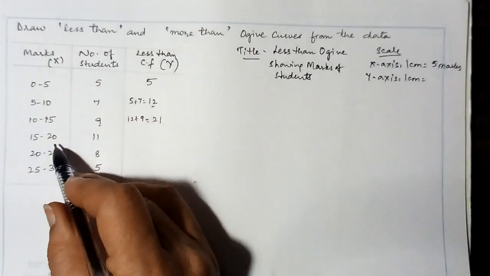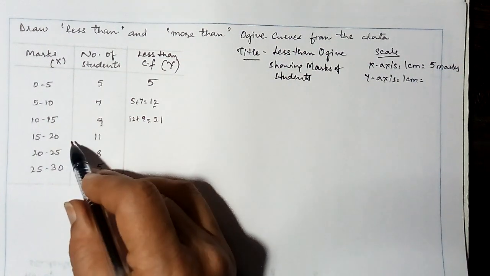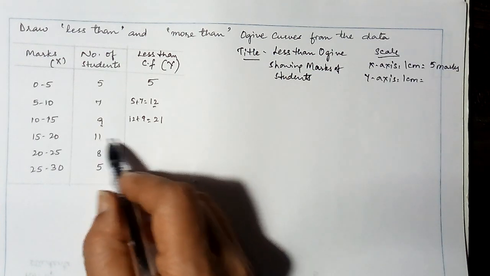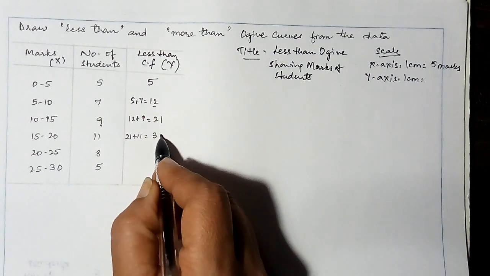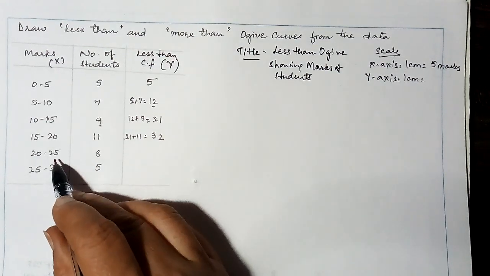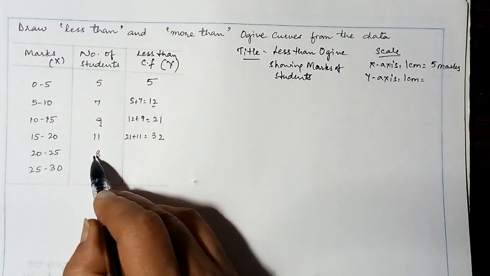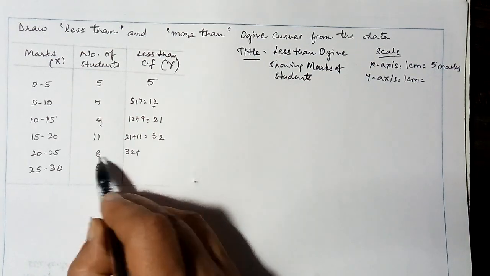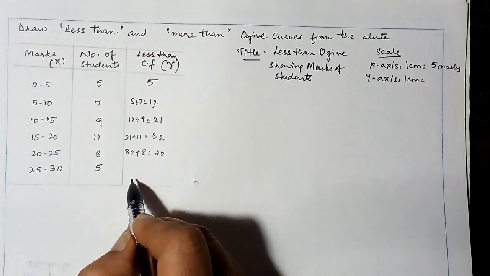The next upper limit is 20. So let's see how many have scored less than 20. We already have 21 students plus 11 have joined. So 21 plus 11 gives us 32. Alright. Then the next upper limit is 25. And the number of students scoring less than 25 are 32 plus 8. So this gives us 40.